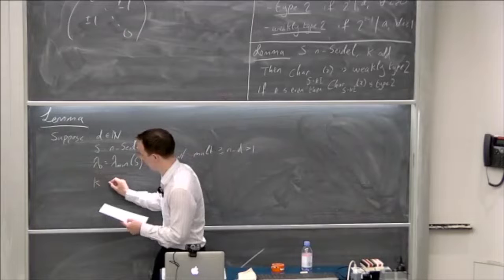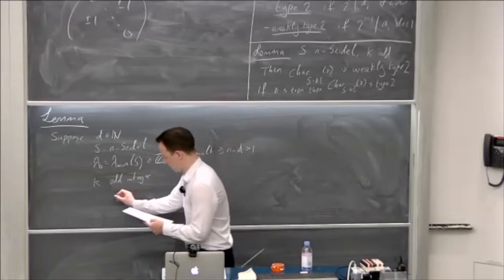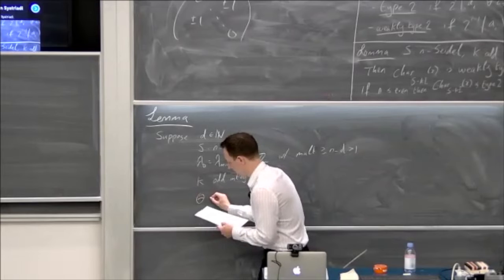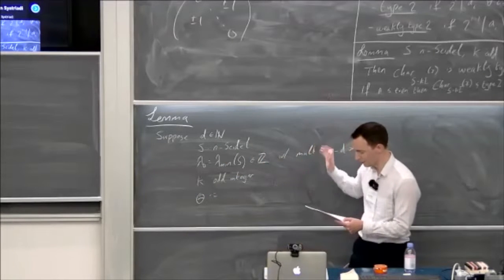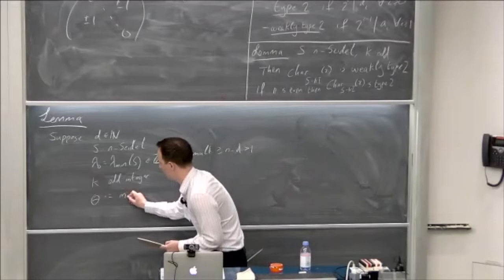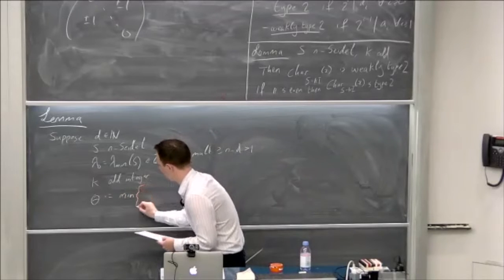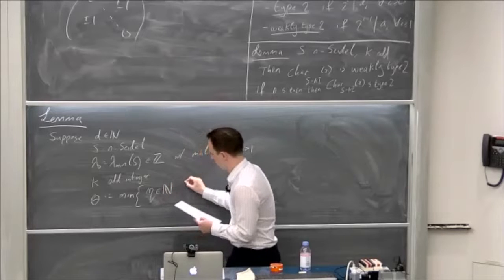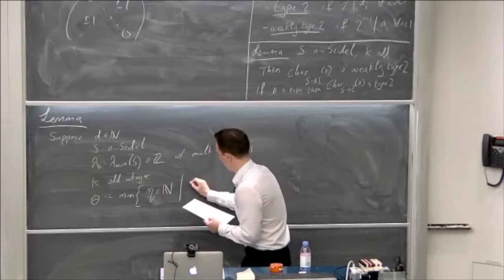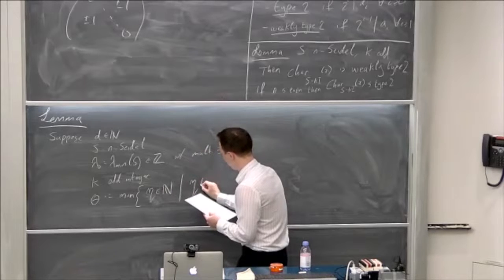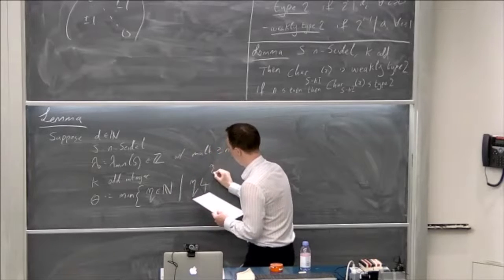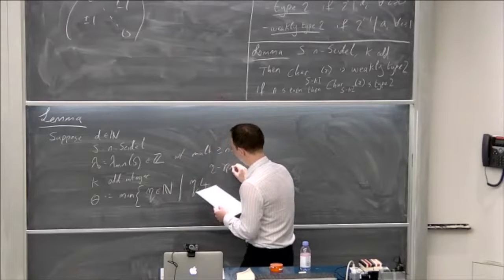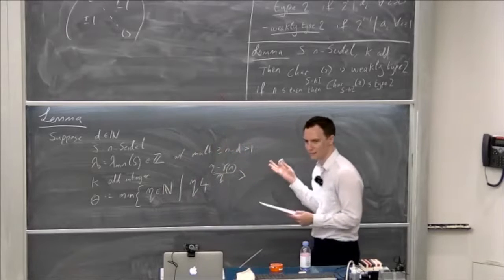Next, k is an odd integer, and now we define something slightly technical. Here's theta. Theta is the first slightly awkward thing to define, and this is going to be the minimum of the following set: the minimum of eta, a natural number, such that eta times 4 to the eta minus gamma of n over eta is strictly greater than something.